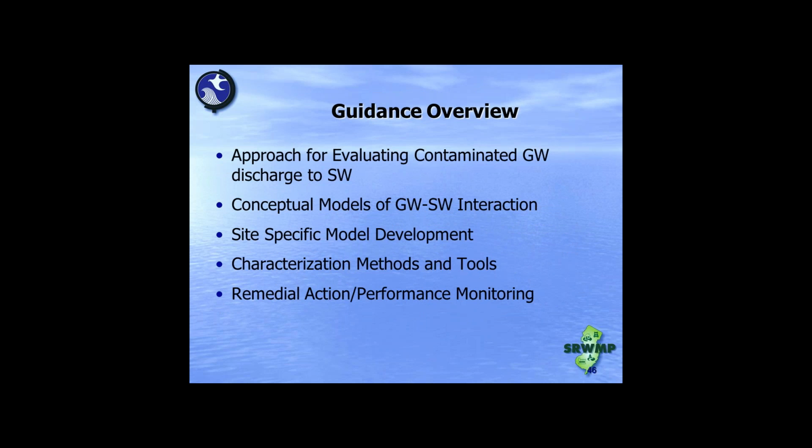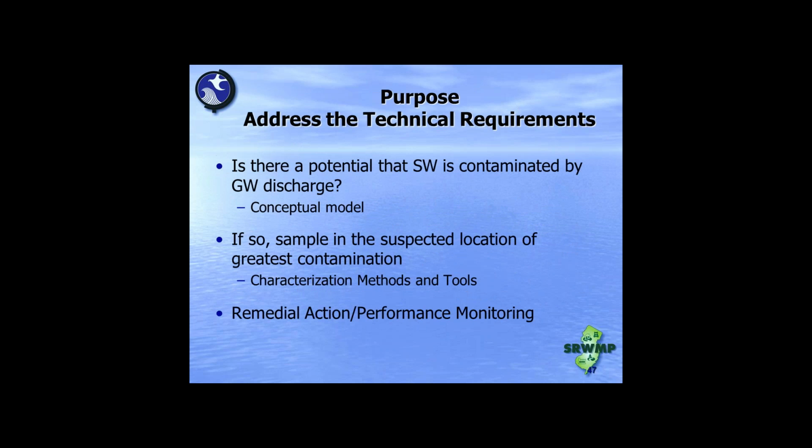The guidance presents an approach for evaluating groundwater discharge to surface water, several conceptual models of groundwater and surface water interaction, guidance on developing a site-specific conceptual site model, tools that are available to identify the location of the groundwater discharge, and things to consider for remediation and performance monitoring. The purpose of the guidance is to address the requirements of tech regs. The guidance will help you determine if there is a potential that groundwater contamination is discharging to surface water, and if that potential exists, it provides methods for determining the location of the discharge. It also provides considerations for implementing and monitoring the remedial action.